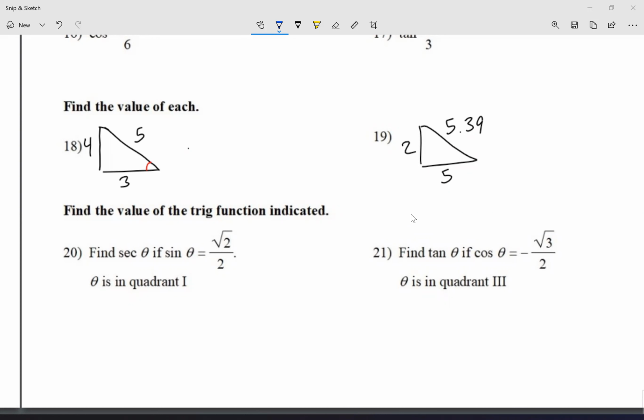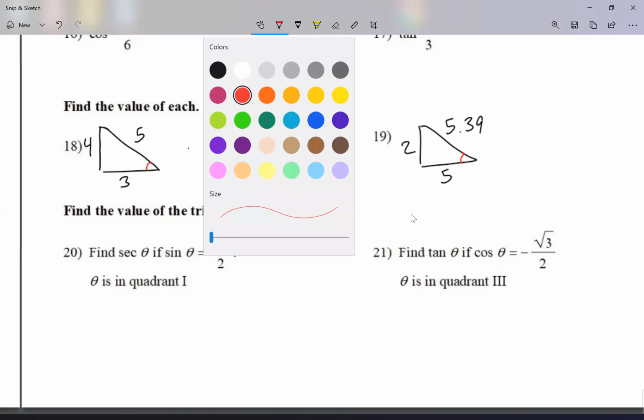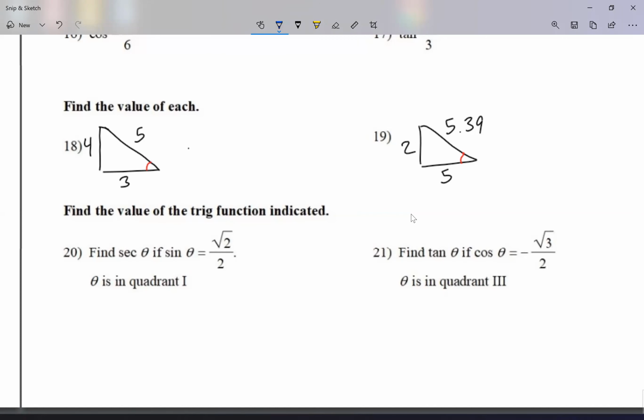I want us to review how to write the six fractions like sine, cosine, tangent, cosecant, secant, and cotangent. I want to give you guys triangles with the 3 sides, and I'm going to mark an angle. I forgot to mark the angle here, number 19. So based on that angle, the 3 sides have a name, right? As in opposite, adjacent, hypotenuse.